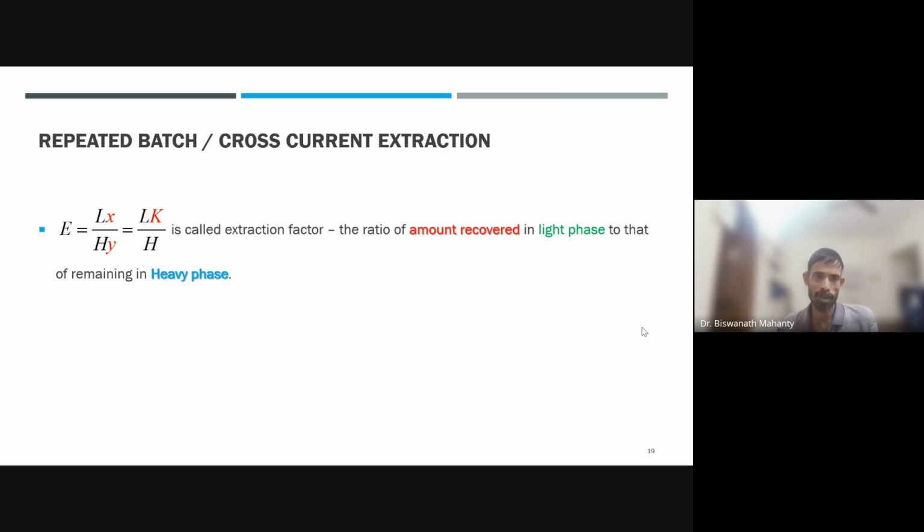We refer to one terminology, that is the extraction factor, which is how much amount is present in the latter phase after extraction relative to how much residual remains in the heavier phase, that is Lx over Hy, which, since x by y is the partition coefficient, we can write as LK by H. This is called the extraction factor, the ratio of the amount in the latter phase to that remaining in the heavy phase. Fraction extracted is how much total amount gets extracted, the amount recovered in the latter phase relative to the original amount we have in our heavy phase.